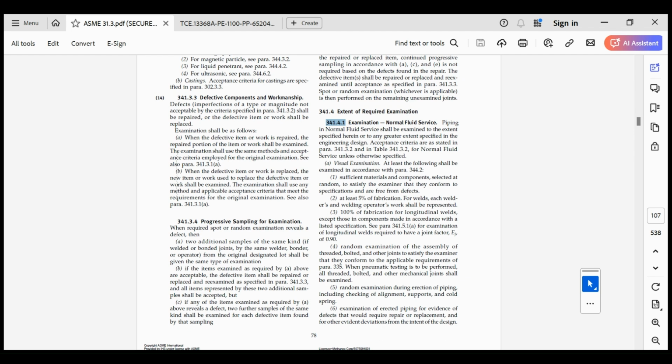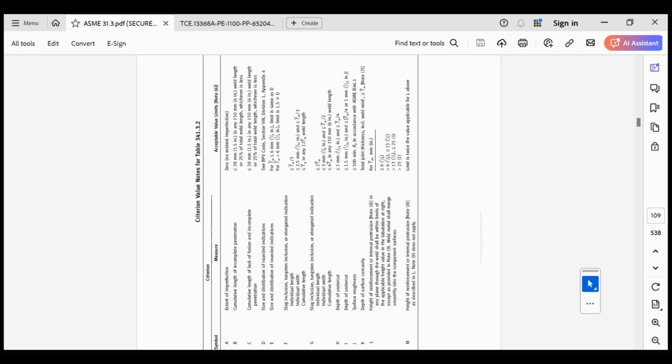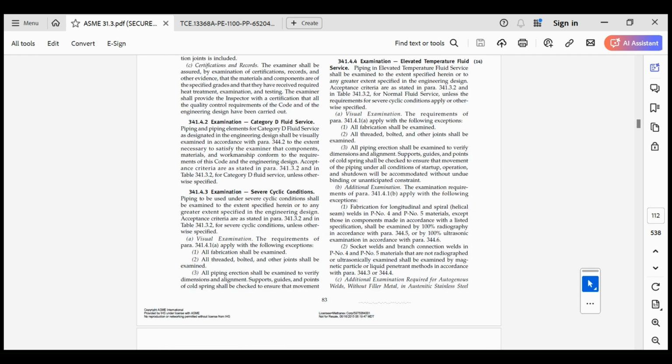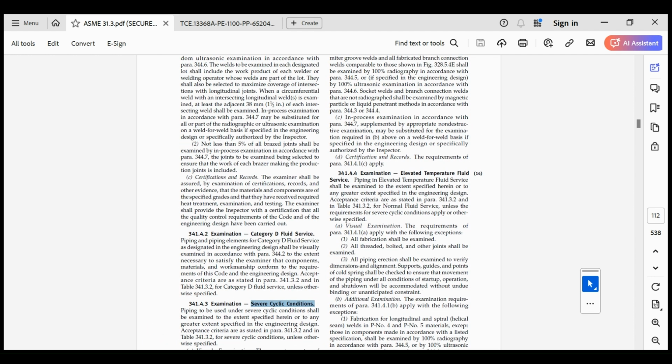For example, the heading itself is talking about normal fluid service, right? If you go to the next page, this we have already discussed. Then 4.2 is talking about category D. 4.3 is talking about severe cyclic conditions. 4.4 is talking about elevated temperature fluid service. That means this code is giving us classification based on the categories which we already discussed in detail in part 1. If you have not gone through it, please go through that, then you will be able to understand it very quickly.